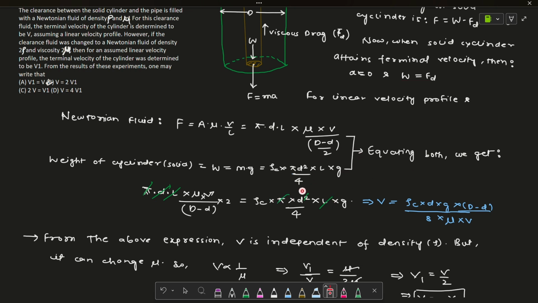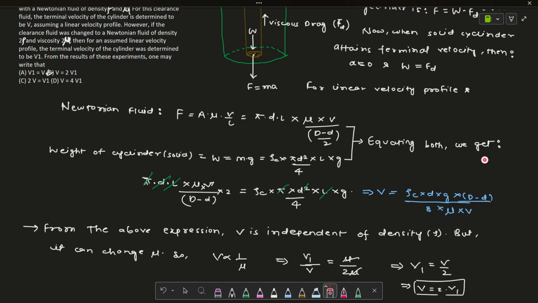So I have equated both of them, and after cancelling all the same terms, I get the value of velocity. The velocity I'm getting is rho c into d into g into capital D minus small d divided by 8 into mu.